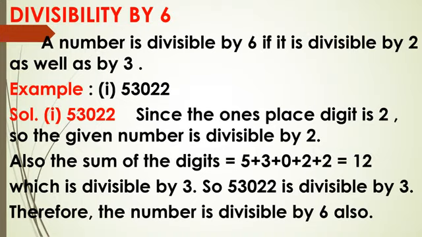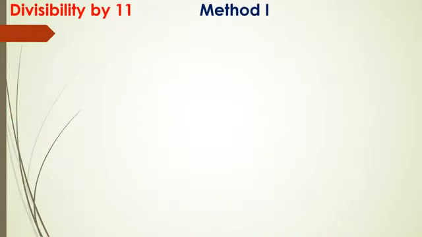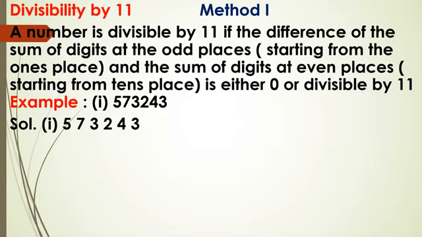Now see divisibility by 11. For this I have told you two methods. Only one method is shown in your NCERT book, but I have told you two methods. First is, a number is divisible by 11 if the difference of the sum of digits at odd places and the sum of digits at even places is either 0 or divisible by 11.